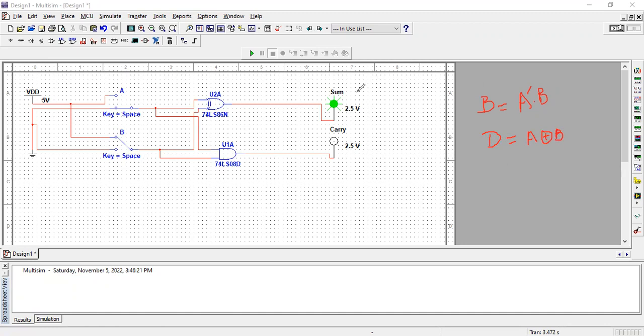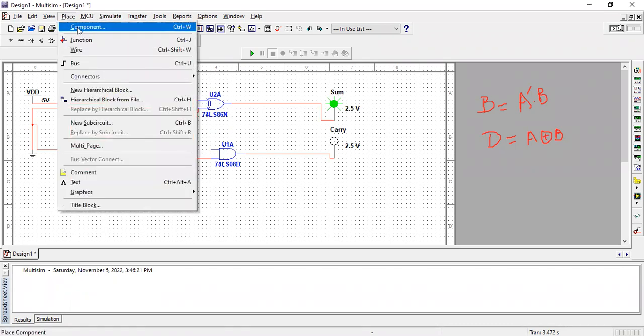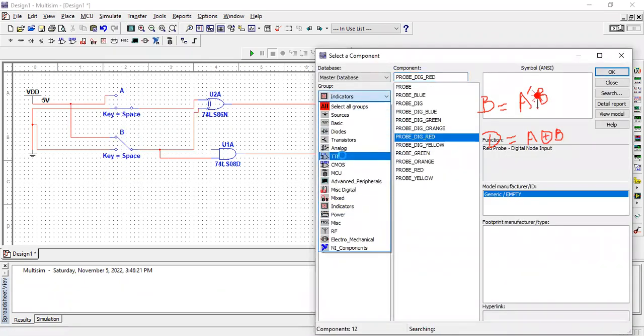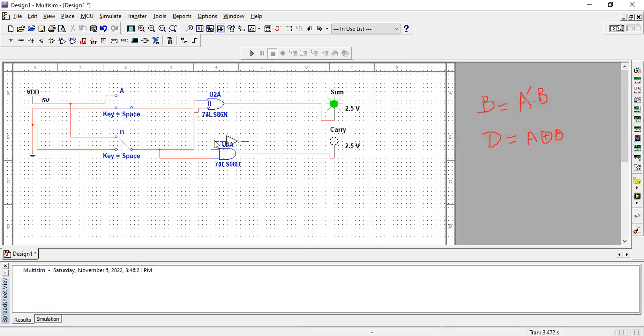So now I'm going to once again do a little modification in my circuit. I just need to remove this wire, because I must have a NOT gate over here. So I need to find the NOT gate once again, place component, go to transistor logic and find the NOT gate. Okay, I think this is the NOT gate. I'm just going to place this NOT gate over here.